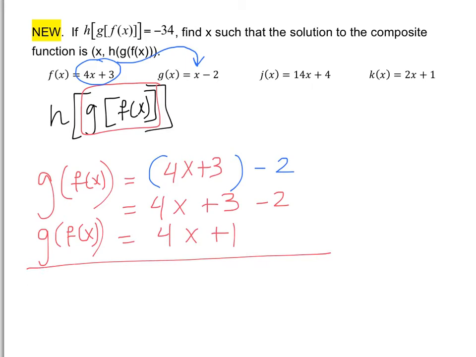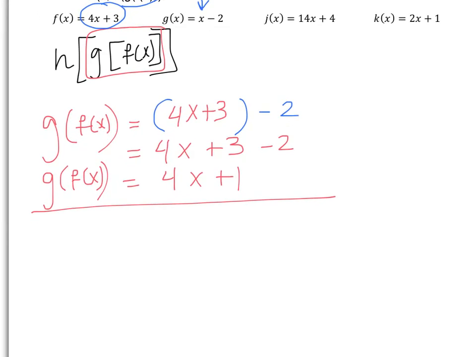Now, step 2 is to look, what function do we have on the outside? It's h. So it's going to be h of whatever answer we got over here. So 4x plus 1, because we just found g of f of x to be 4x plus 1. So now it's h of 4x plus 1. Now go to function h. And I don't see it.